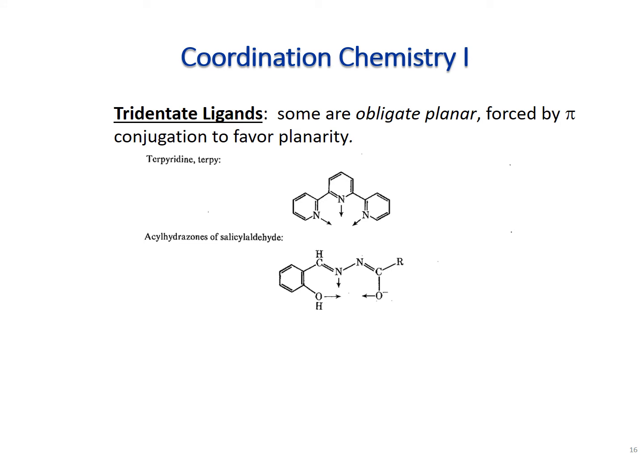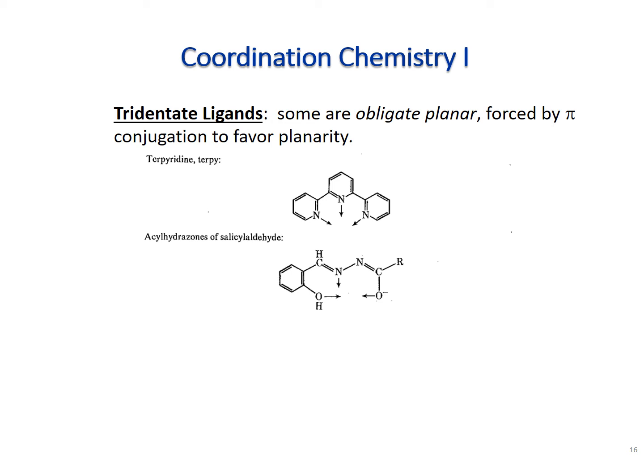There are some other tridentate ligands that are rigid, so they can only do certain geometries. So some are called obligate planar. So they're forced by pi conjugation to favor being planar. So here's terpyridine, sometimes called terpy, and that is a totally planar complex. Those 3 nitrogens all have lone pairs, so they all can engage in bonding to a metal center, and that's what those arrows are indicating. But they can't just be in any geometry whatsoever. They kind of have to be in one particular geometry.